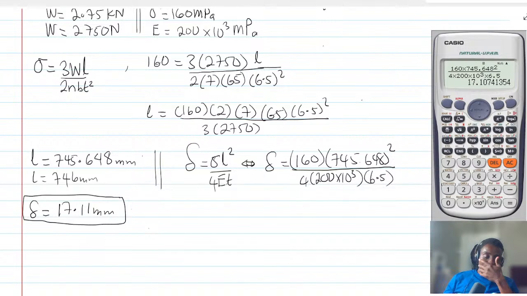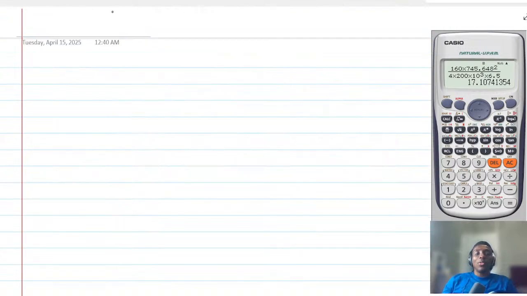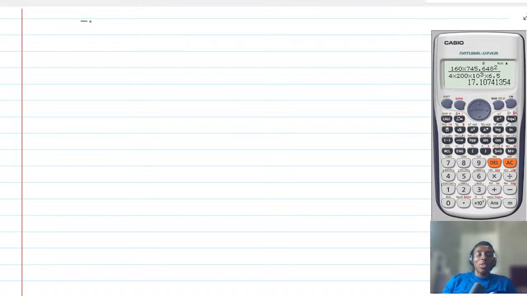Or you can just continue. Let me use this small time to do thin walled vessels. So thin walled vessels are also simple. All you have to know is the formulas. That's all. Strength of materials is all about knowing the formulas.